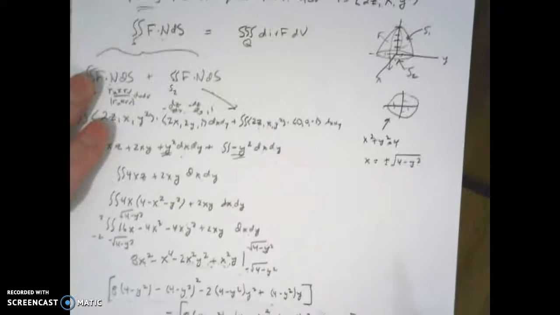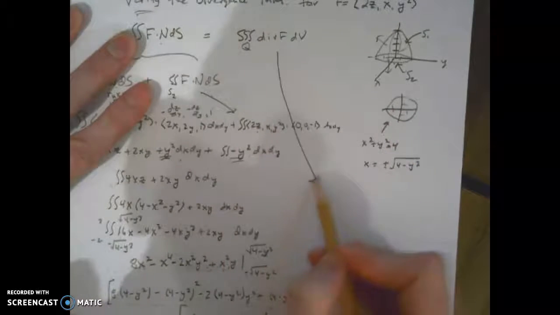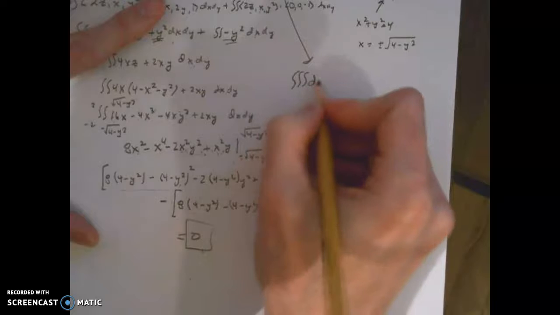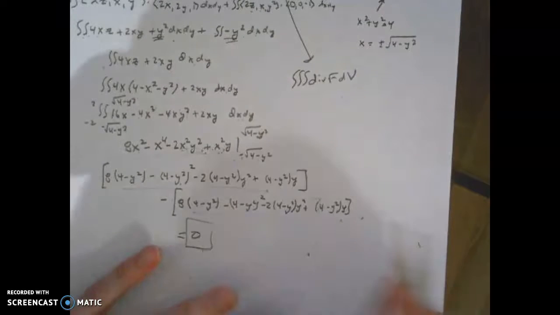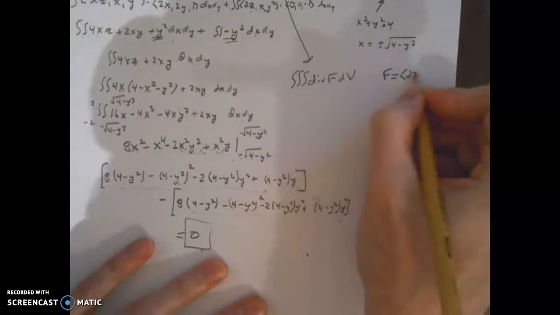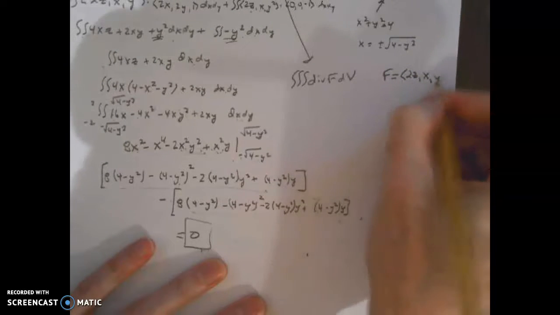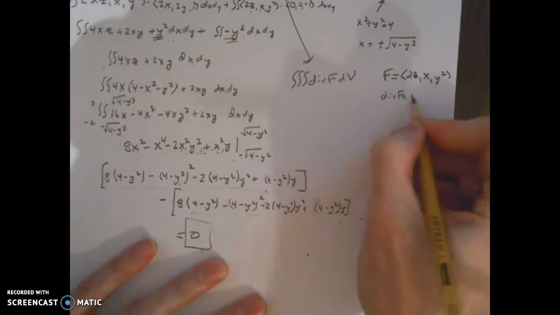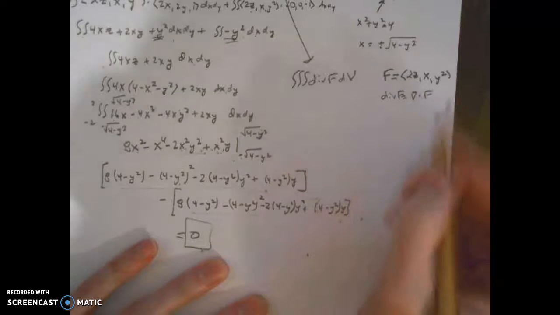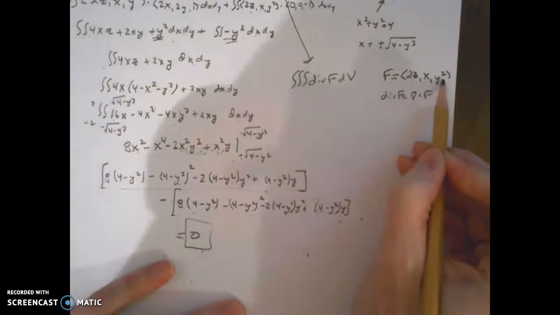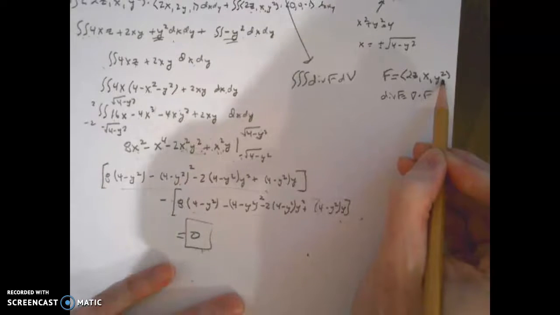Okay? So if you go up here, we're going to do this side. We're finding the triple integral of the divergence of f over the entire volume. Okay? So let's find the divergence of f. Remember what f is. F is 2z, x, and y squared. The divergence of f is equal to del dotted with f. Okay? Which means we take the x derivative of this plus the y derivative of this plus the z derivative of this. Oh, well, isn't that interesting?